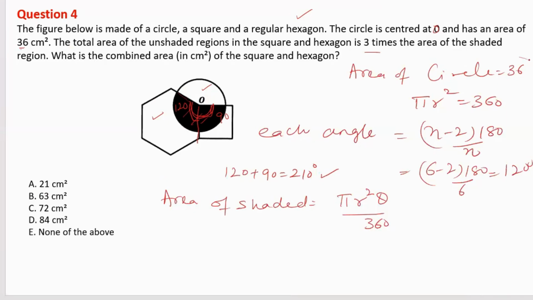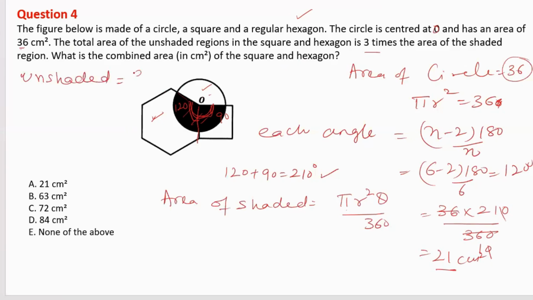Pi r square value they have given 36, right? So instead of pi r square, I'm putting 36. Theta will become the angle 120 plus 90, that's 210 by 360. Solve it, that will be 21 centimeters. Okay, that is the shaded area. And they are talking about unshaded area of hexagon and square being 3 times of that. So what is my unshaded area? 3 times 21 will become 63 centimeters square.